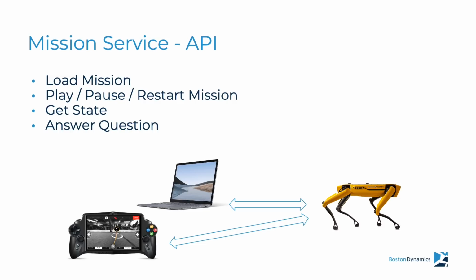So let's take a look at the mission service. Unlike GraphNav, there's no notion of recording a mission. You're responsible as a client for creating your own missions and uploading them to the robot. Once you do, you can play, pause, or restart them. You can also ask the mission service, hey, how are you doing with this mission? And the mission service will say, I'm halfway done, or I'm all the way there.